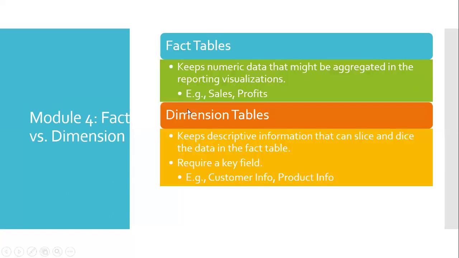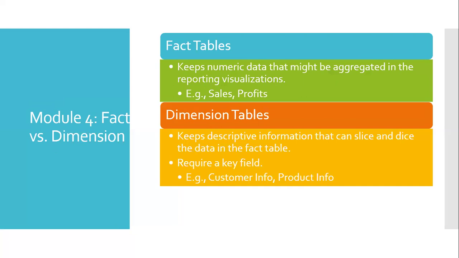All right, so we're going to be talking about something very important, and that is the fact and the dimensional table. You must have been hearing about the fact table and the dimensional table. Now, when you have one data set like that, it is best to divide that data set into two. We have the fact table, then we have the dimensional table.